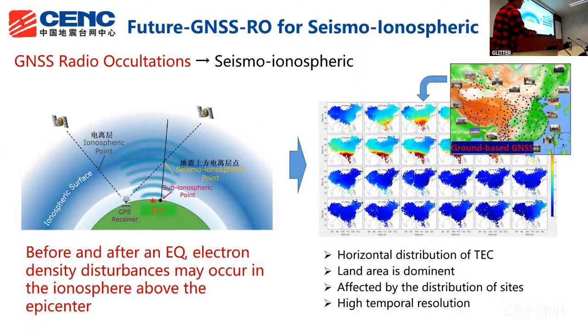But the ground-based GNSS data, which we invert for the seismo-ionospheric result, only has the horizontal disturbance of the TEC. And second, it's based on the site location, so the result only covers the land areas, not the ocean. But because we use the ground-based GNSS, it's continuous observing, so it has a high temporal resolution.